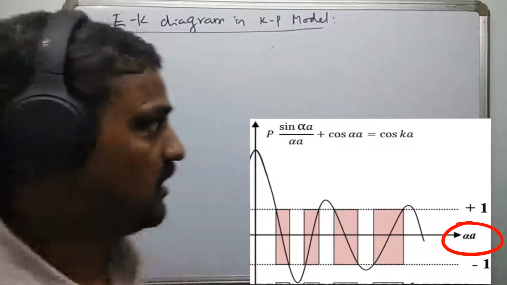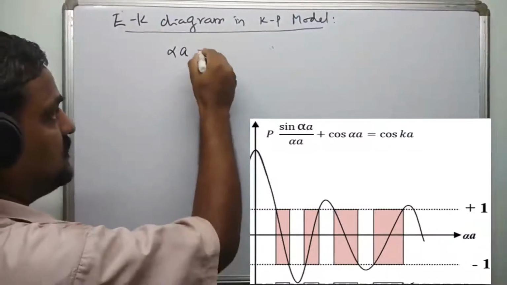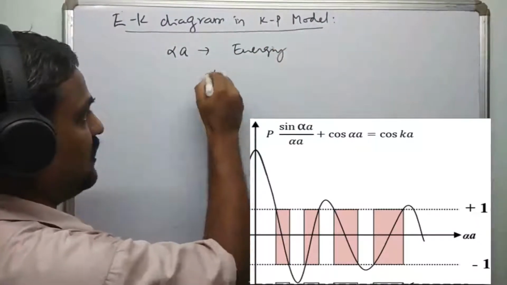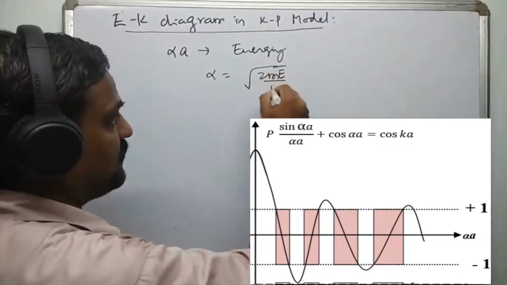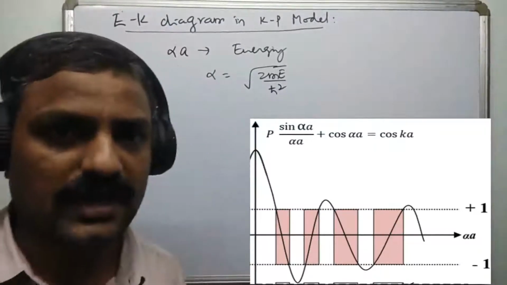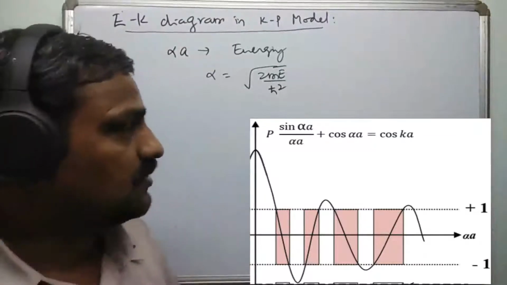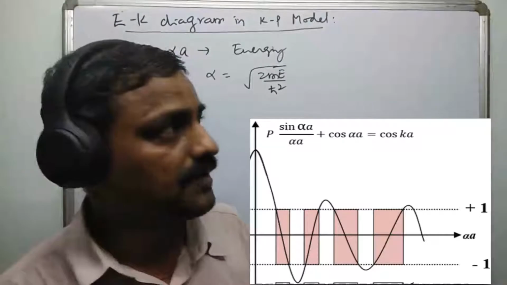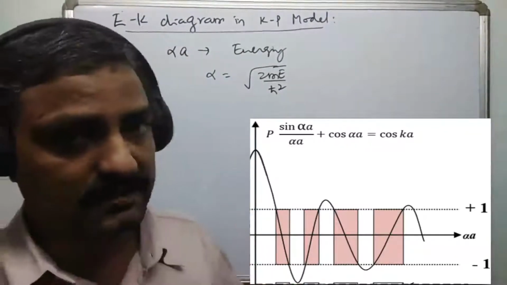Please recall we had alpha A, which is representing the energy. Why? Because alpha is after all root 2 m e by h cross square. So we have seen that the energy of the electron has some discontinuities, and there we have seen some energy bands existing inside a solid. Now we'll try to analyze the graph in terms of E versus K.